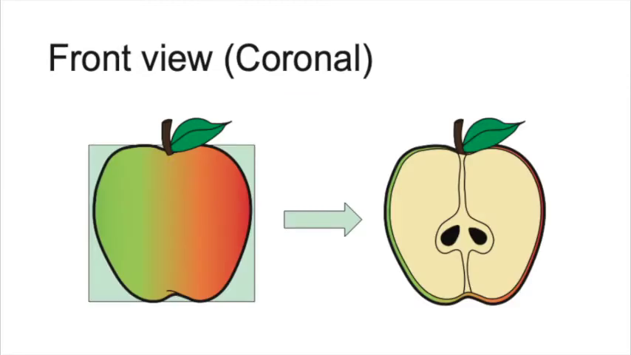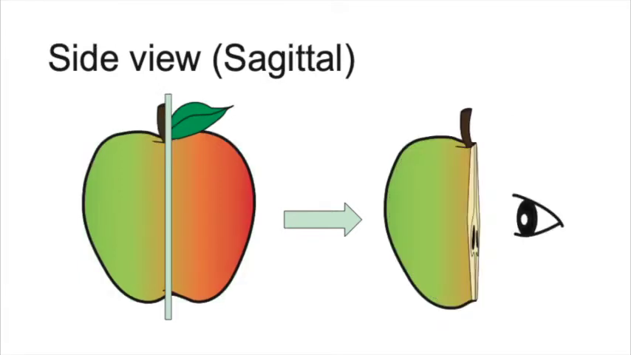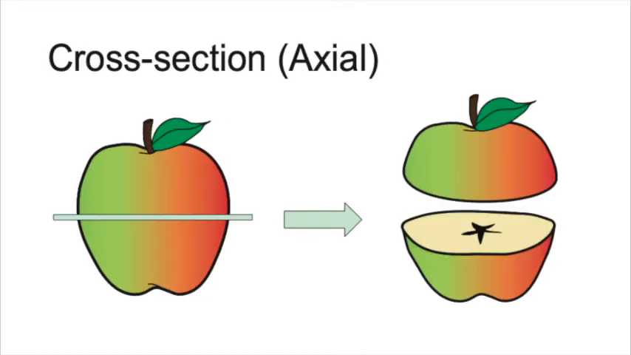The first way we can look at images is a front view. If we cut the apple through the sides and looked inside, we would get the front view. The second way we can look at images is the side view. If we cut the apple through the front and look at it from the side, we would get the side view. The third and final way we can look at images is a cross-section. If we cut through the waist of the apple and look down, we would get the cross-section view.